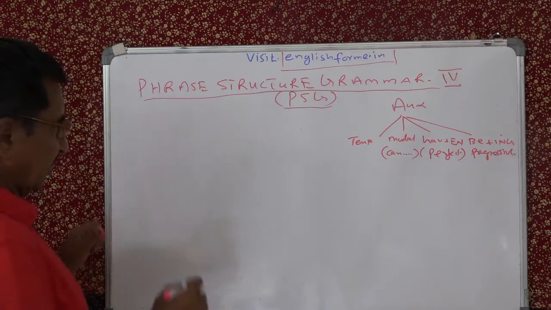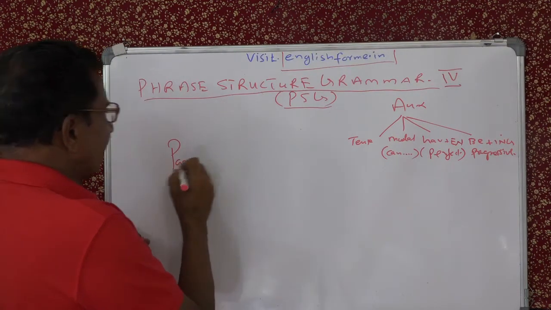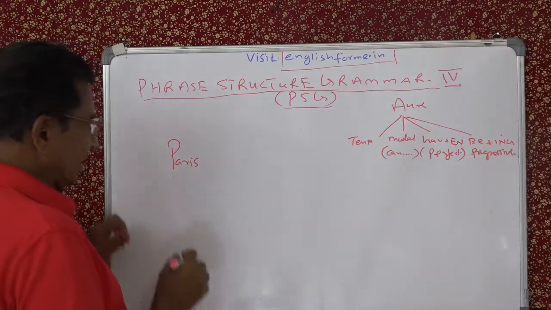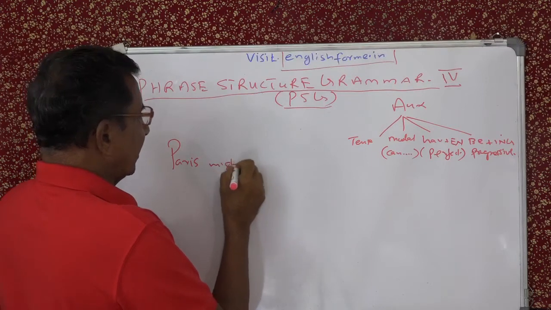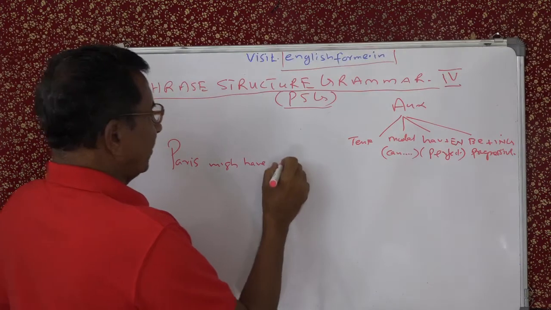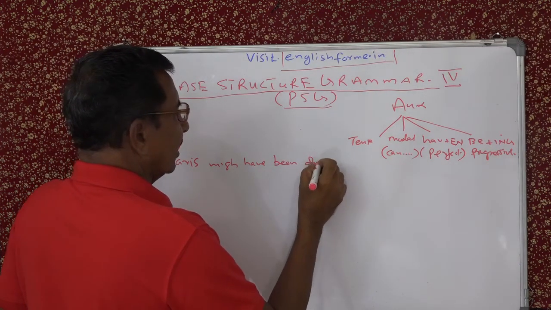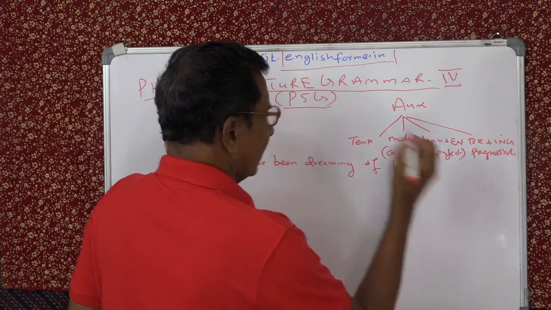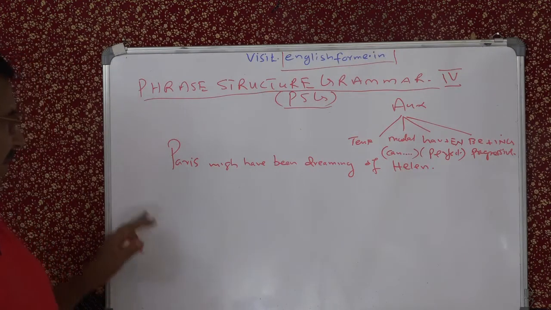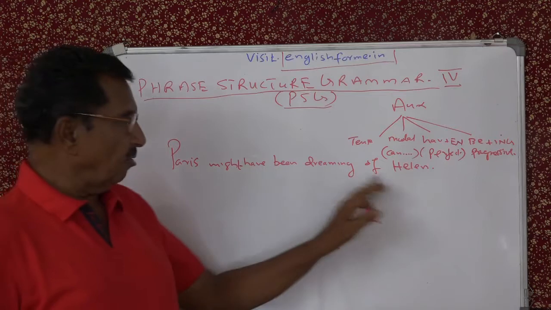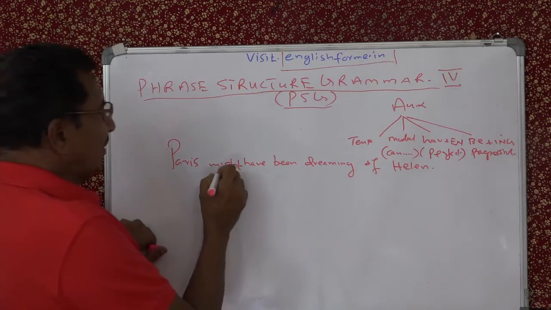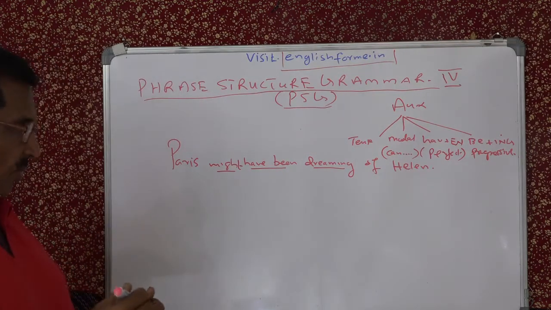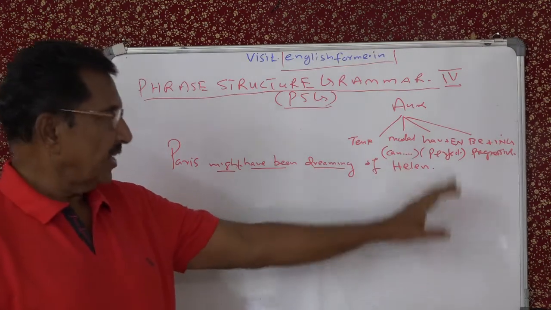Let's take Paris. You have heard of Paris, no? Not the city Paris, but the lover of Helen. Helen and Paris, the Trojan War. Paris might have been dreaming of Helen. Now you have a modal here, a perfect here, and a progressive here, and tense also. So you have all the three: modal, perfect, progressive.